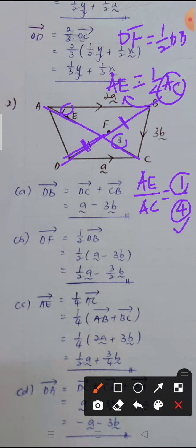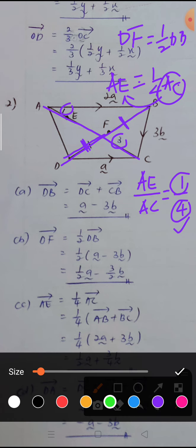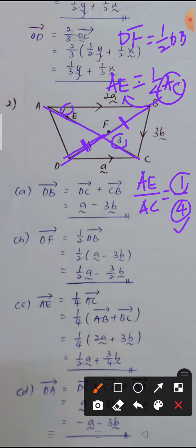Okay, so once we have put all the given info on this diagram, we are going to find, firstly, vector DB. Okay, we are going to find vector DB. Where is vector DB?